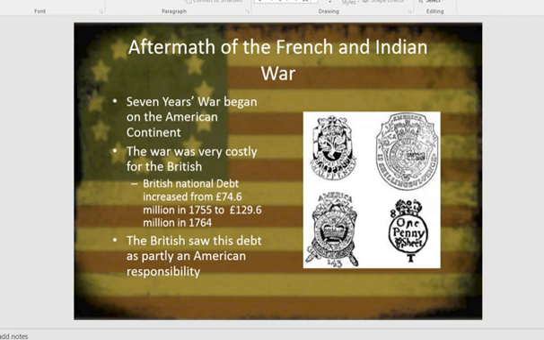But they saw this debt part and parcel as an American responsibility. So the Americans were partially responsible for this war. They are partially responsible for this debt. They have to do their fair share in paying for this war that they just won. And basically that's going to lead to something called the Stamp Act.